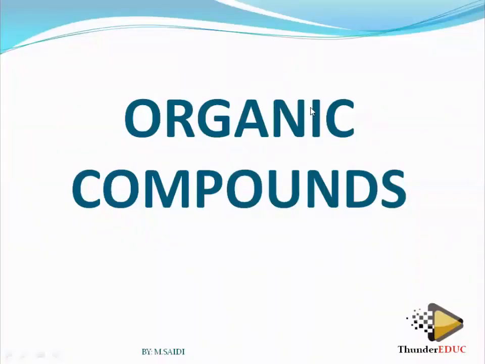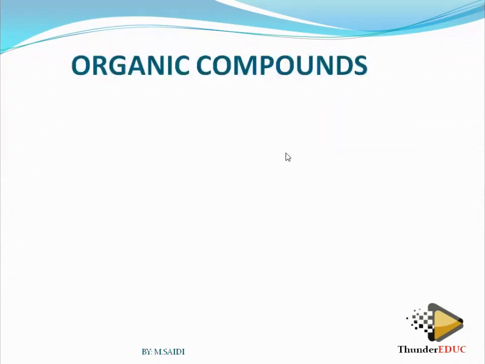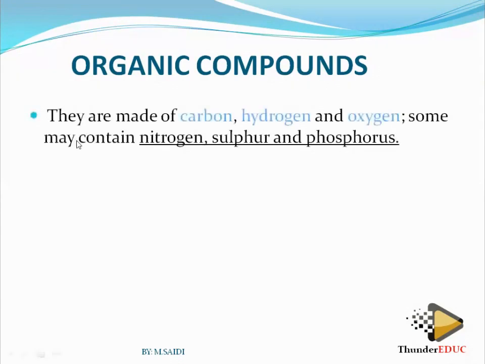Today we are going to be looking at organic compounds. Organic compounds, basically, they are made up of carbon, hydrogen, and oxygen. Not only that, but some contain nitrogen, sulfur, and phosphorus. So, as long as it is an organic compound, then it must contain all of these ones.